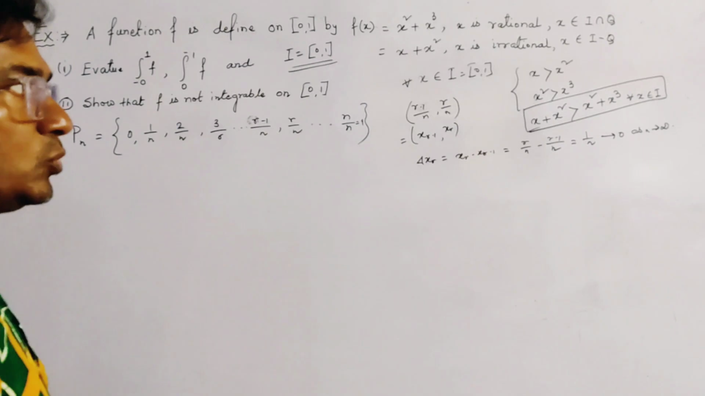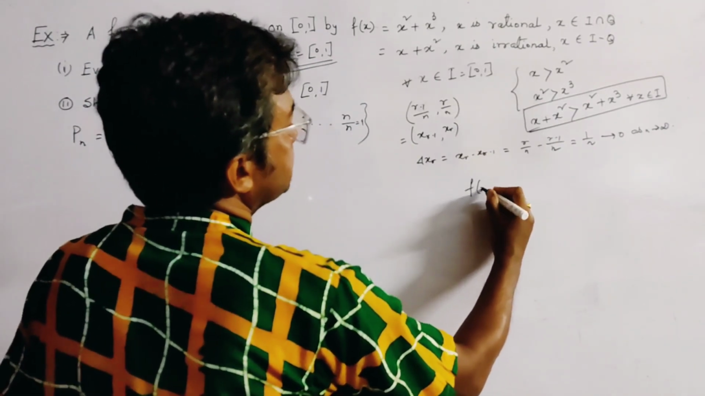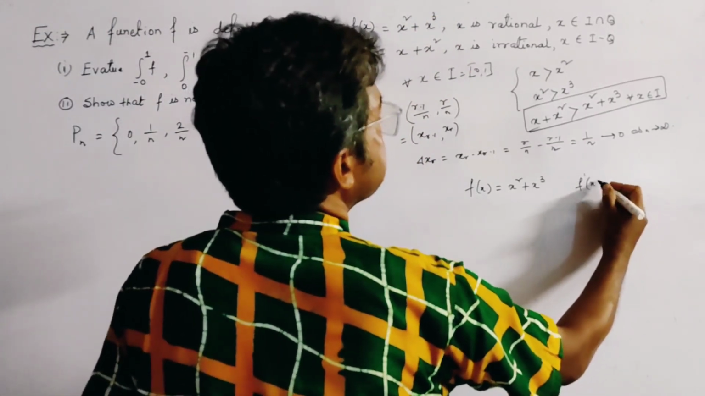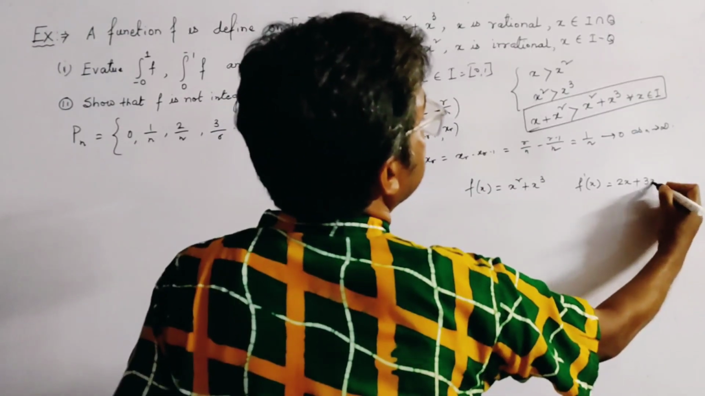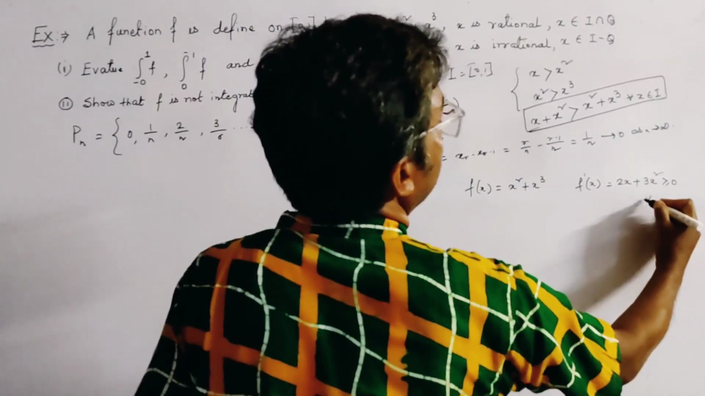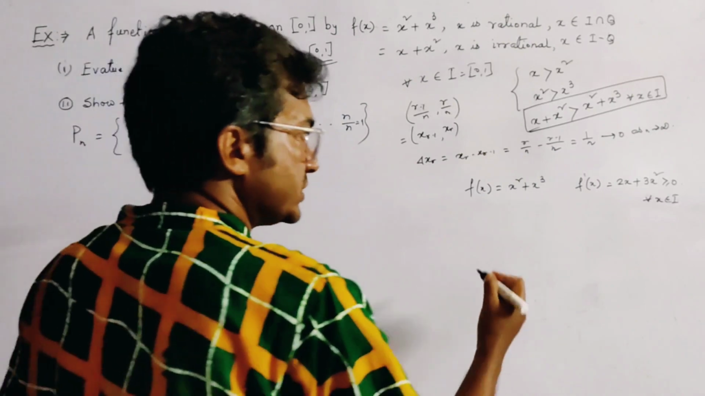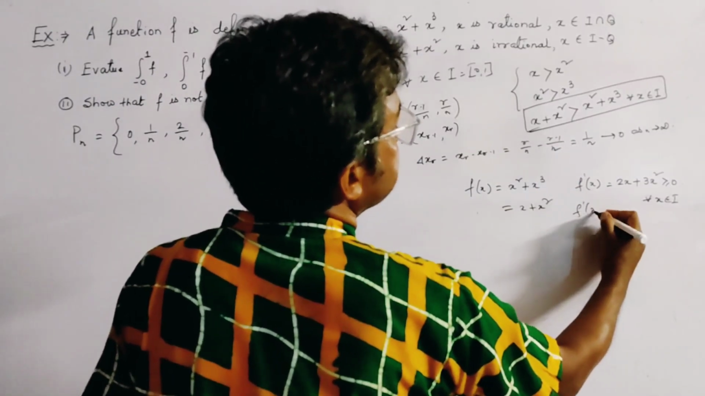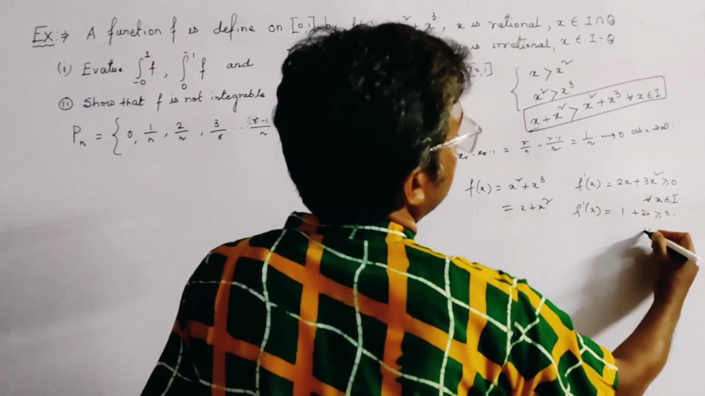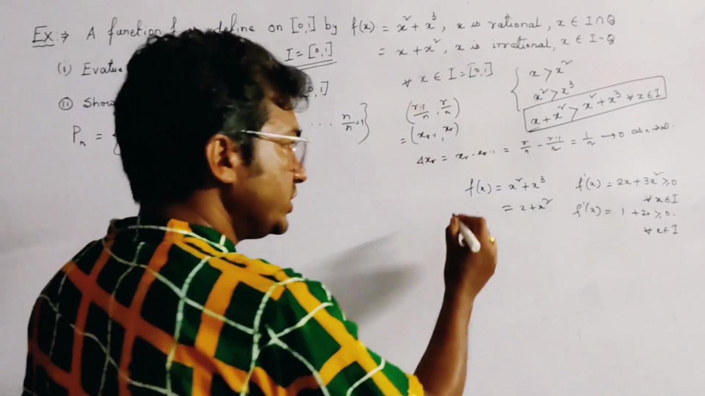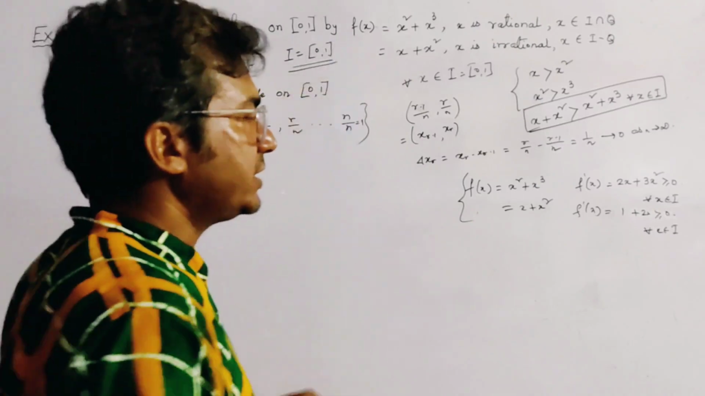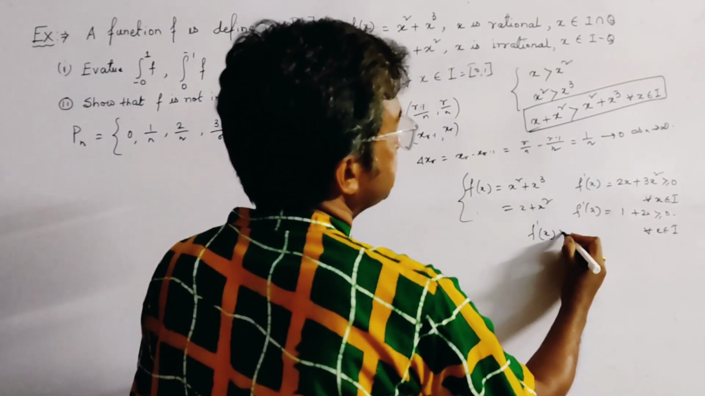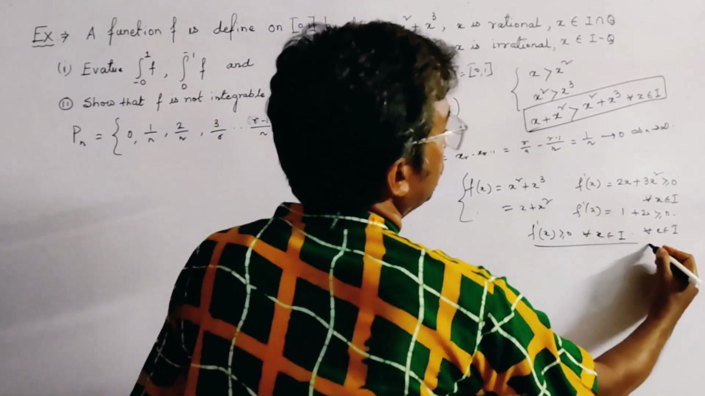Now another point we use here: if we take the function f(x) = x² + x³, the first part, then f'(x) = 2x + 3x², and this is greater than or equal to 0 for all x belonging to I. Clear? Similarly, if we take f(x) = x + x², the second portion, the derivative is f'(x) = 1 + 2x, which is obviously greater than or equal to 0 for all x belonging to I. So we say that the given function f(x) is monotonically increasing, because in both cases f'(x) is greater than or equal to 0 for all x belonging to I.